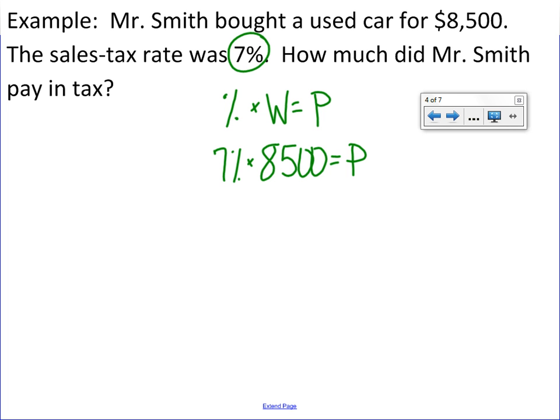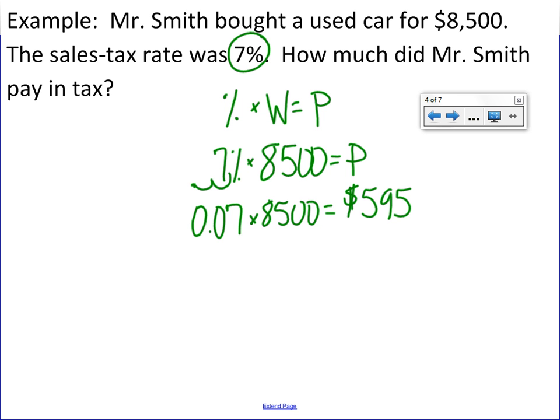Now don't go crazy trying to figure out what you're going to do. Look at what the problem says. It says 7% times 8,500. So once again, I'm going to change that 7% by swooping that decimal over 2 times. So I have 0.07 times 8,500 equals, punch that into your calculator, and we get $595. Okay.